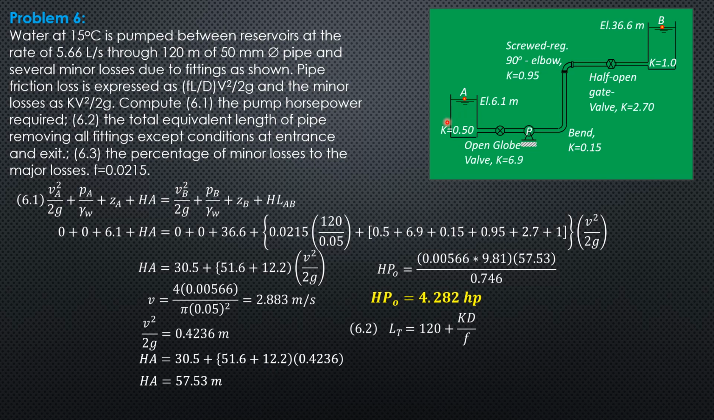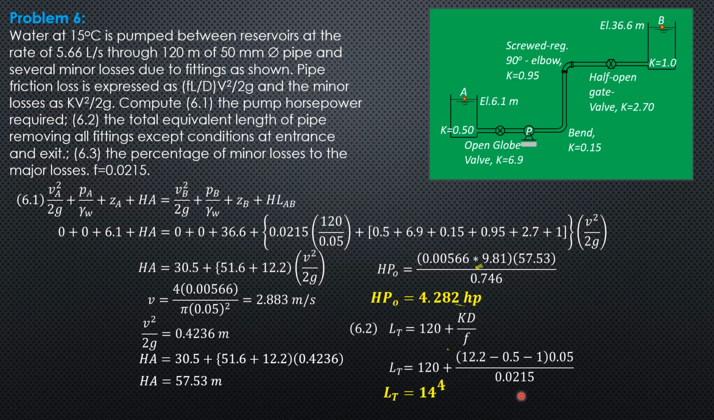We subtract 0.5 and 1 because the conditions at entrance and exit will be the same, so they cannot be removed, only the fittings, so that we can compute this total length. 120 plus 12.2 minus 0.5 minus 1 times velocity head, which is 0.4236, diameter 0.05 divided by friction factor 0.0215.